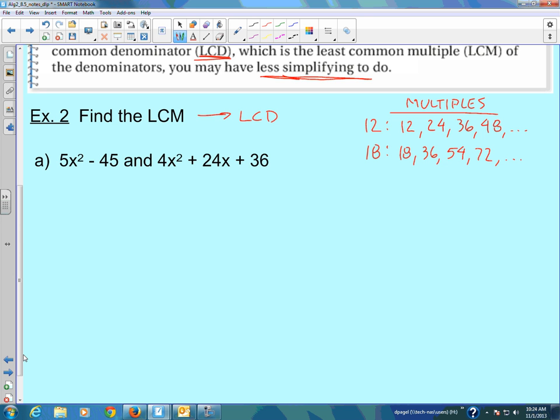So when you're looking for the least common multiple, if this was a denominator, then I would look and find the smallest number that they have in common, and I would see, in this case, that the least common multiple is 36.